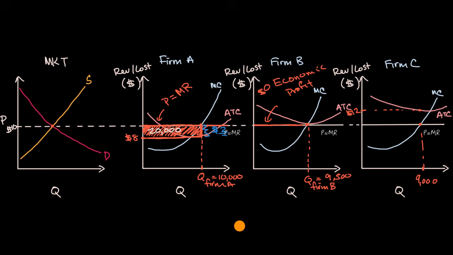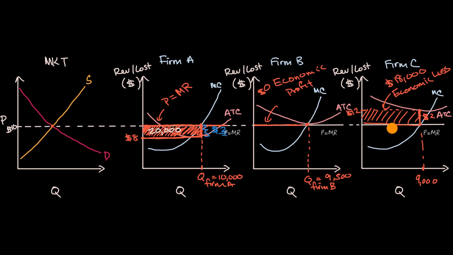So what's its economic profit? For every unit it's selling, it's getting $10 and it's costing $12 on average to produce it. So it's taking an economic loss of $2 per unit. So this height right over here is $2, times 9,000 units, you're going to have $18,000, not economic profit, but economic loss. Now, one thing to think about is, why would any firm be in this situation?